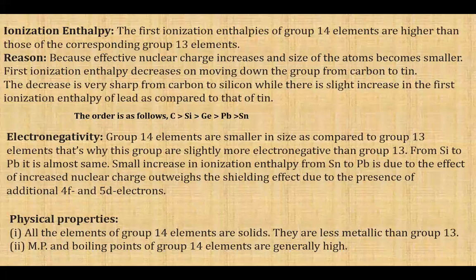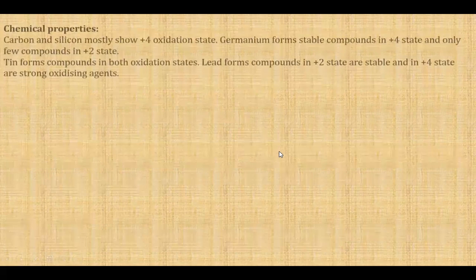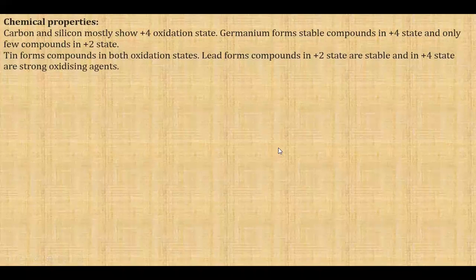the group 14. Especially in the physical property, group 14 elements are solid. They are less metallic than group 13. So group 13 is more metallic. Now the metallic nature slightly decreases and non-metallic nature increases. The melting points and boiling points of group 14 elements are generally high. I'm not saying that specifically, generally they will have high melting and boiling points.